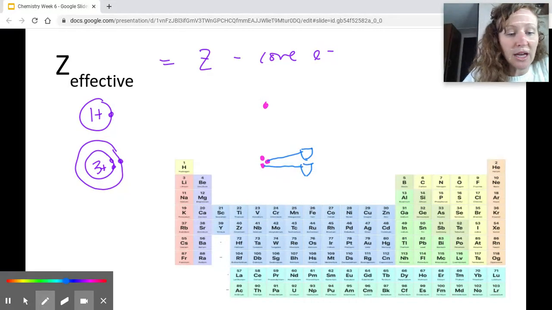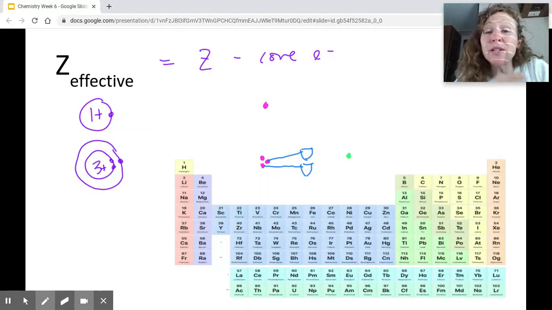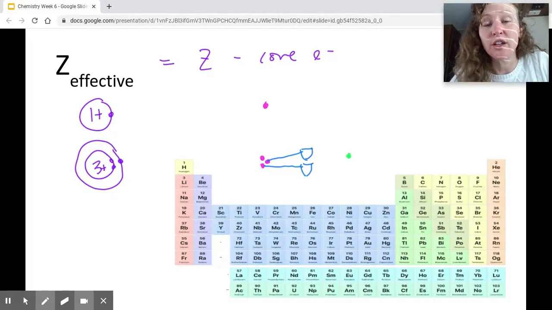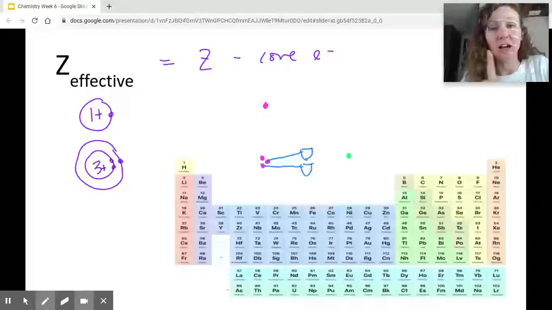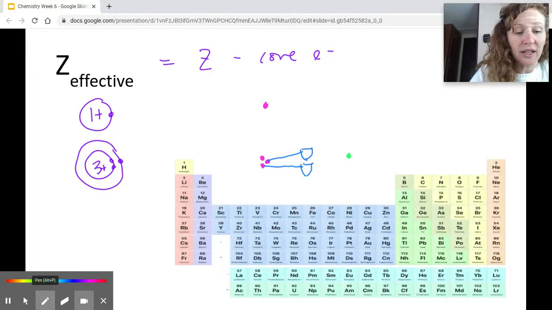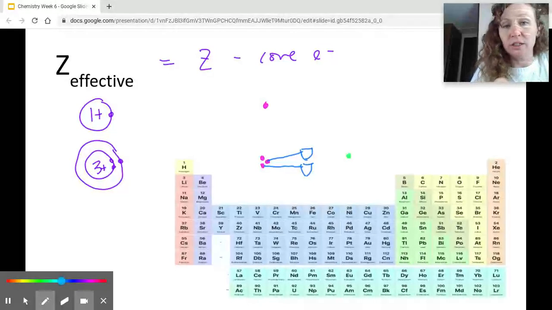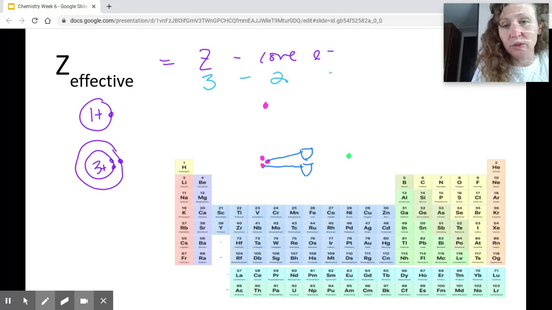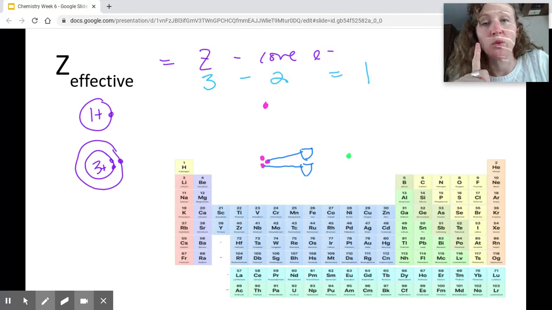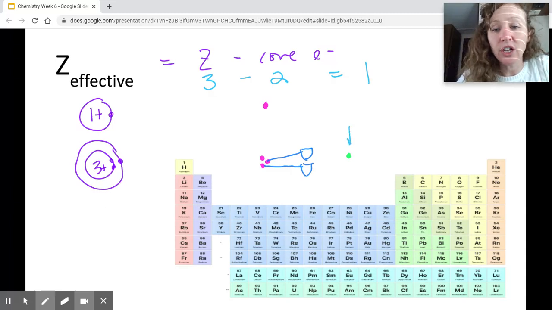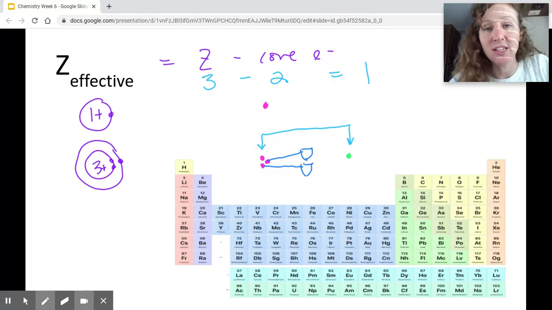And so this electron that's on the outside is not going to feel a nuclear charge of 3. It's going to feel a nuclear charge effectively of 1. Again, if we return to our equation, we take our nuclear charge for lithium, which is 3, we subtract off the number of core electrons, which is 2, and we get an effective nuclear charge of 1. So that outermost electron for lithium is going to effectively feel an attraction as if there were only 1 proton in the nucleus.